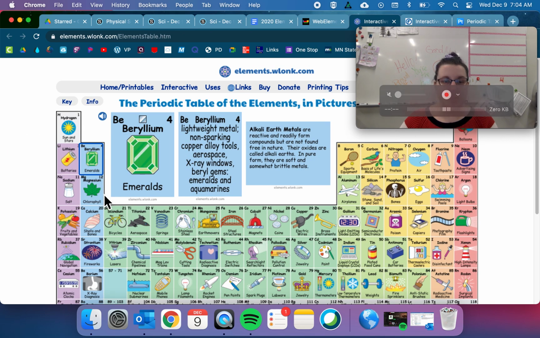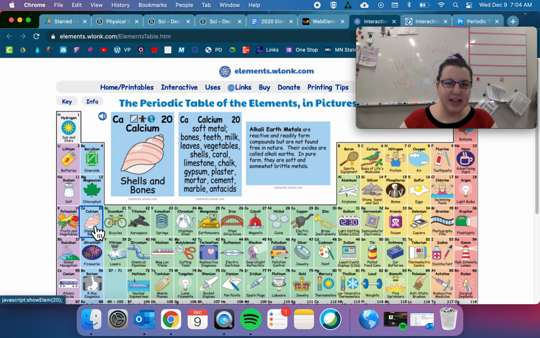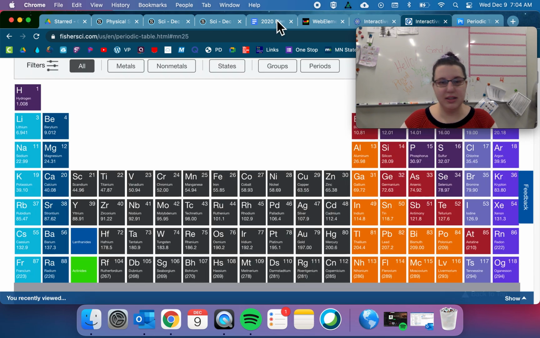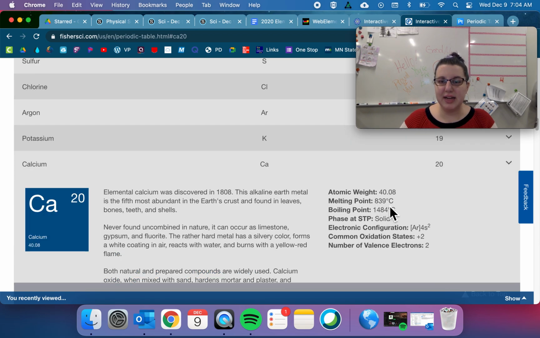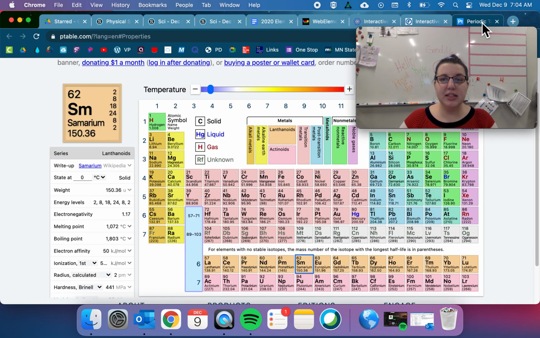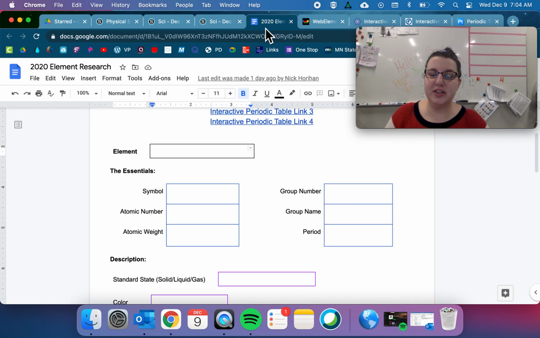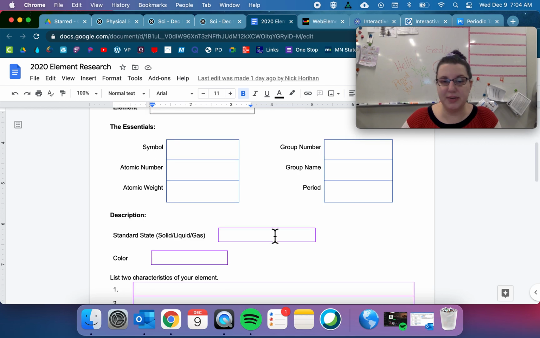Also, you can go to this one and look at calcium. Tells you some different uses, tells you what group they are, tells you a picture of what it is. Over here, if you click on calcium, it'll bring you down here, tell you a little bit about the history of it, as well as some information. This one is really good for getting your standard states. And so going over here, you can see lots of good information as well. So these interactive periodic tables are really handy in figuring out what they are and what to write down.